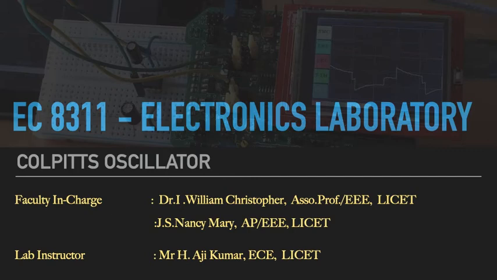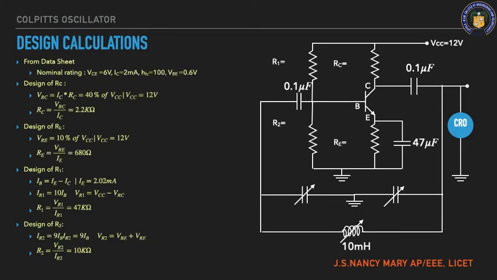Dear students, in this video we are going to see the oscillators. In this we are going to have three oscillators: one is Colpitts, Hartley and RC phase shift oscillator. So Colpitts oscillator design calculation is this one.